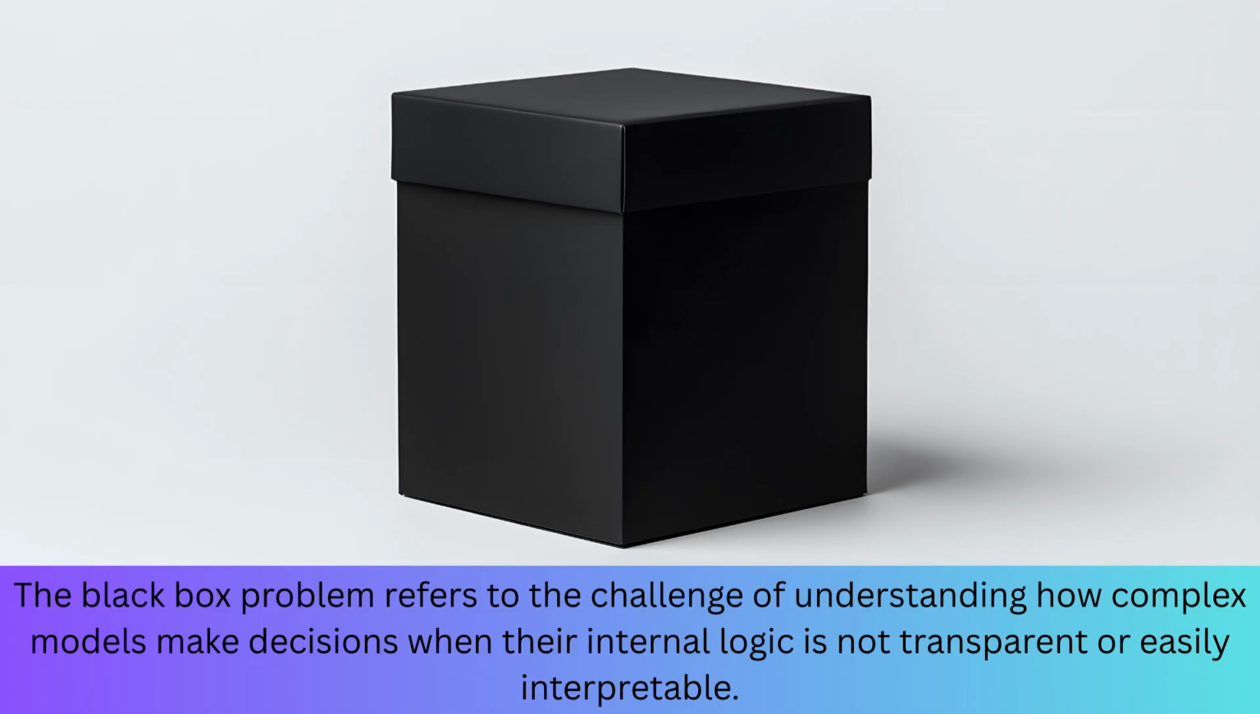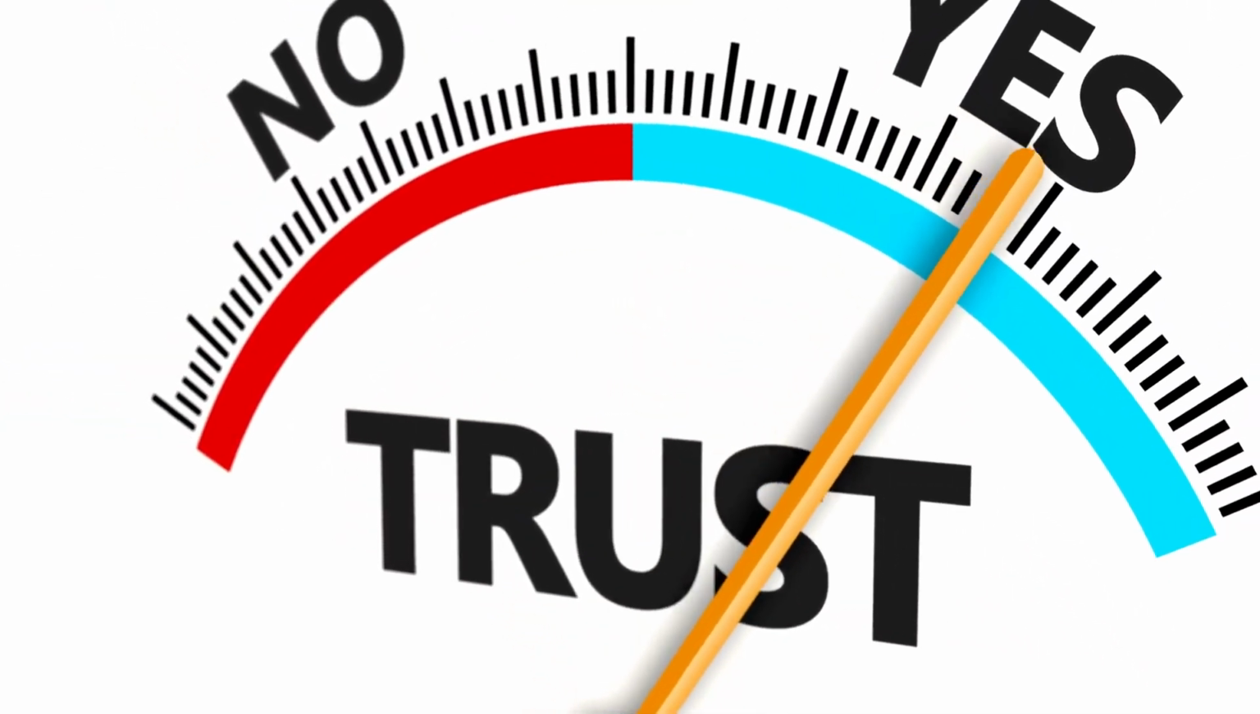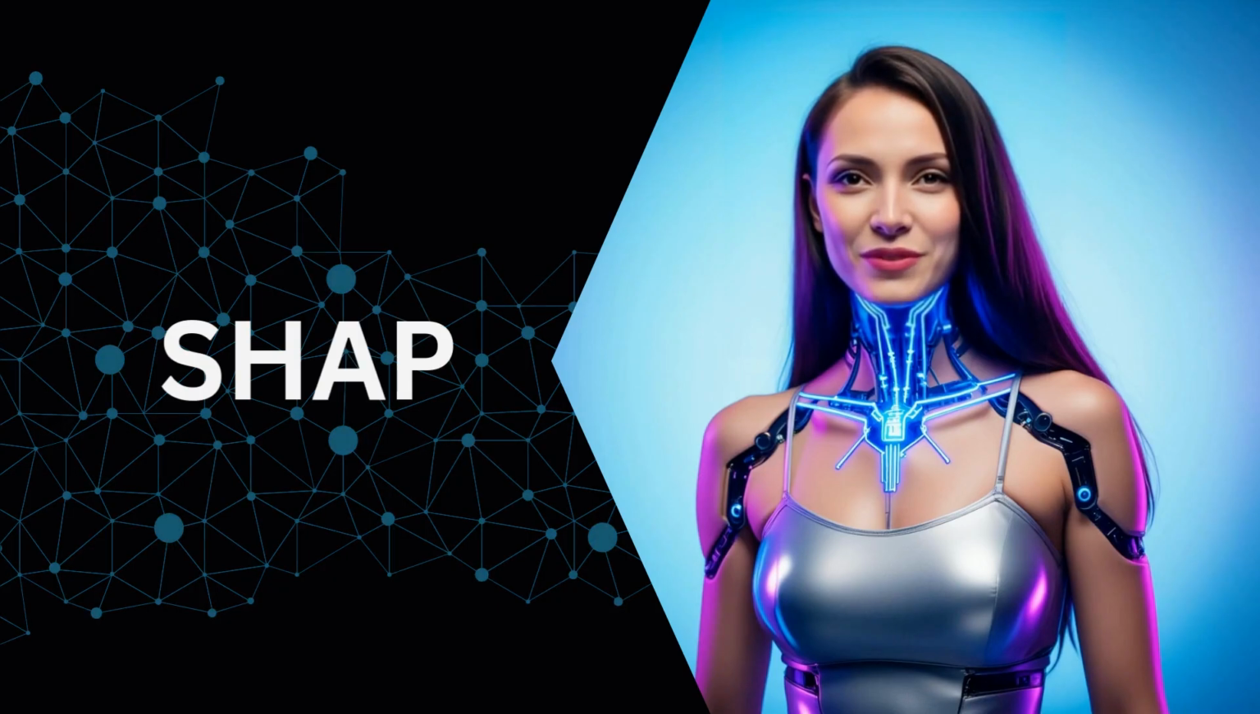This is the black box problem. We have a powerful tool, but we don't fully understand its reasoning. This lack of transparency is not just frustrating, it can be unfair, unsafe, and a huge barrier to trusting our AI systems. But what if we could ask the model why? That is where SHAP comes in.